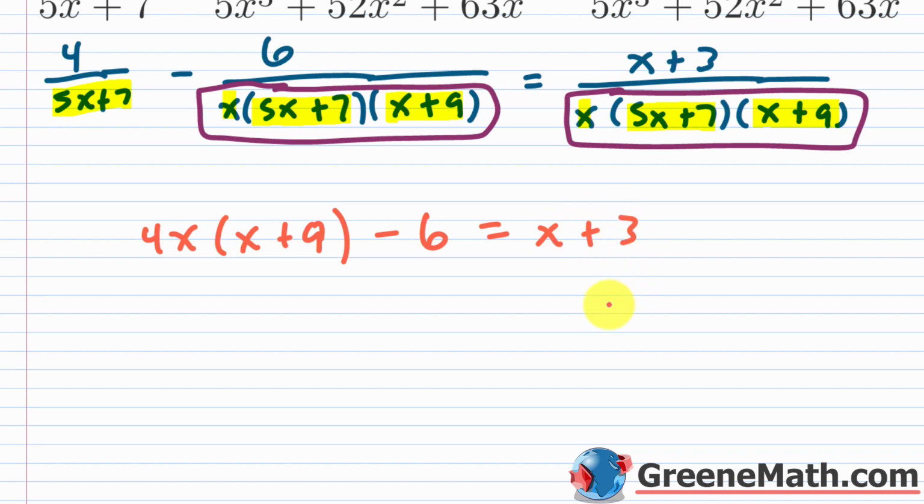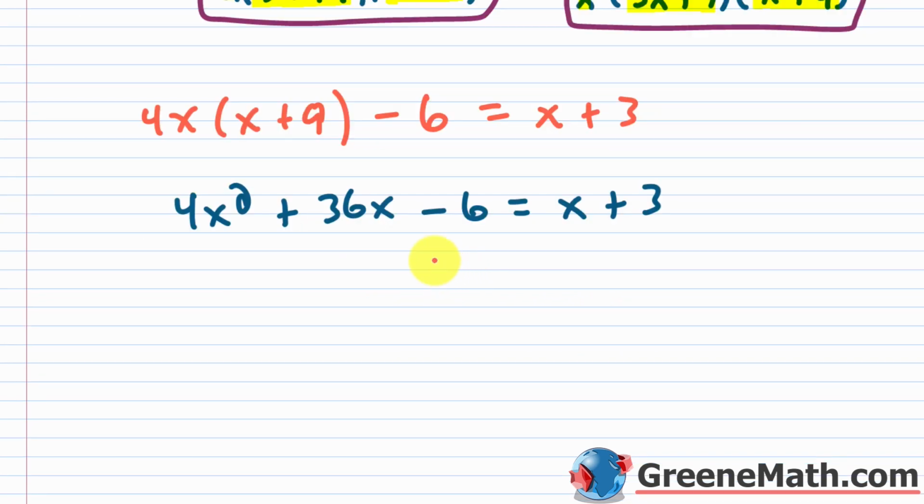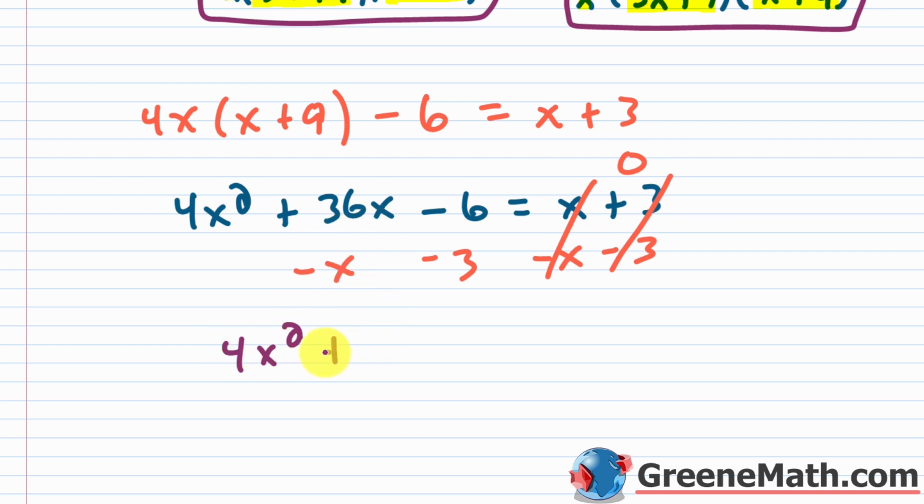Okay. So from here, it's not that bad. We're just going to end up with a quadratic that we have to solve. So this is going to be 4x times x, that's 4x squared. And then plus 4x times 9 is going to be 36x. And then -6 is equal to x plus 3. I want to subtract 3 away from each side and cancel this. I want to subtract x away from each side and cancel this. Let's put a 0 over here. Let's say this is 4x squared, and then 36x minus x is 35x, so plus 35x. And then -6 minus 3 is -9, and this equals 0.